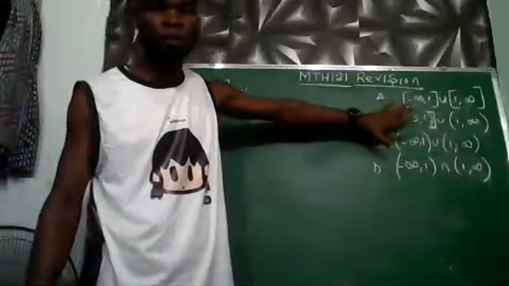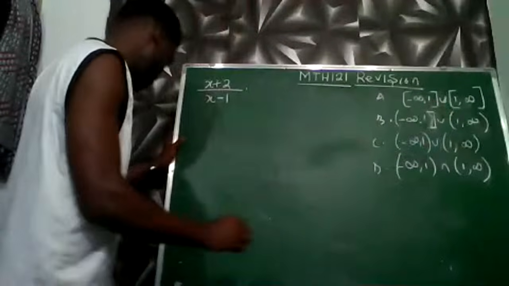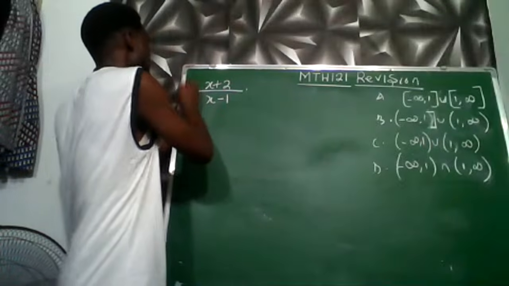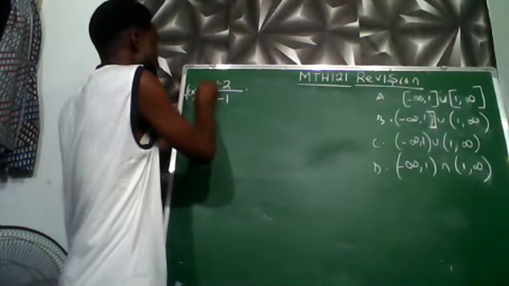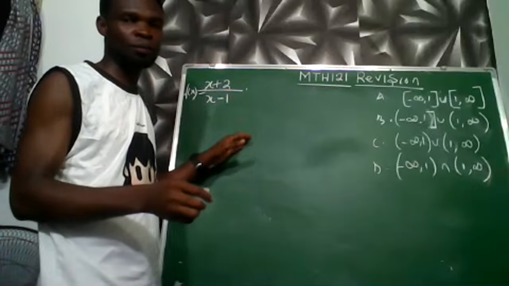I had to write down these options because there's something I need to explain regarding these kinds of brackets that are used. They are very, very significant. Now, first of all, we need to know that this is f of x, this is a function, and this type of function is called a rational function.